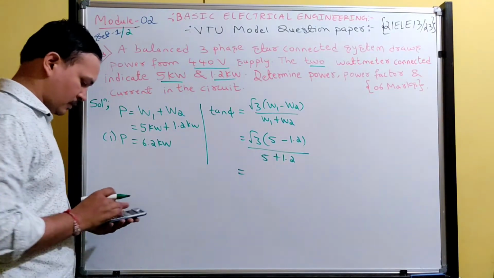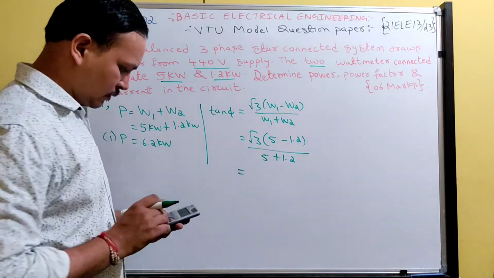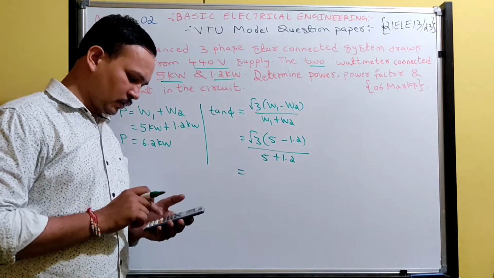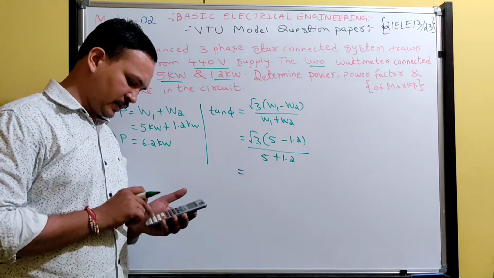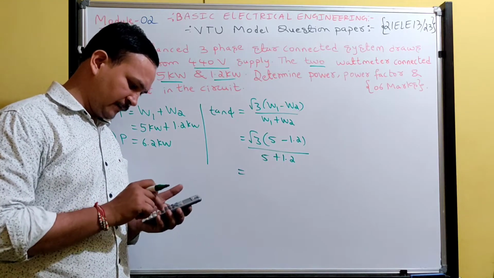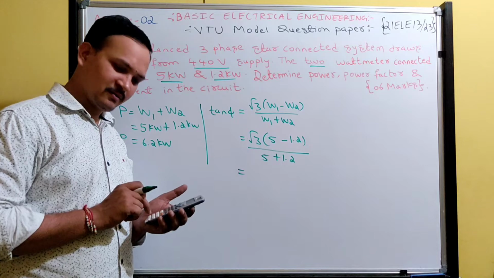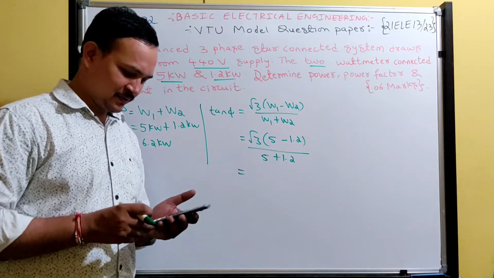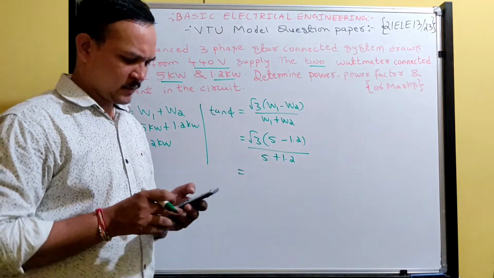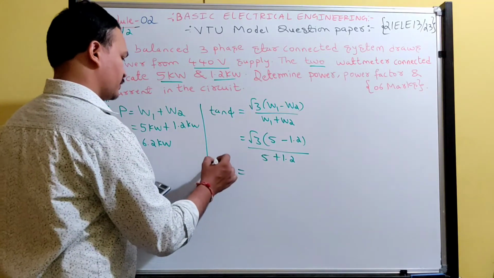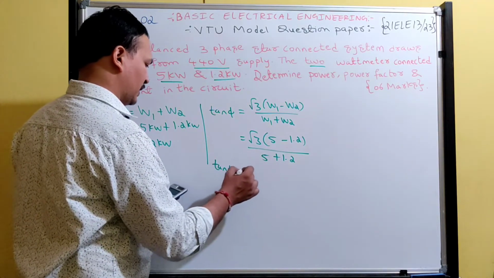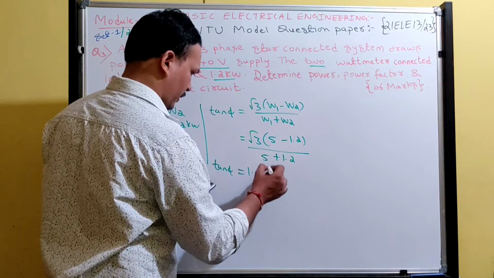So, calculate this. How much do we get? Do along with me. Root 3 into 5 minus 1.2 divided by 5 plus 1.2. So, getting a positive value. I got the tan phi value as 1.061.